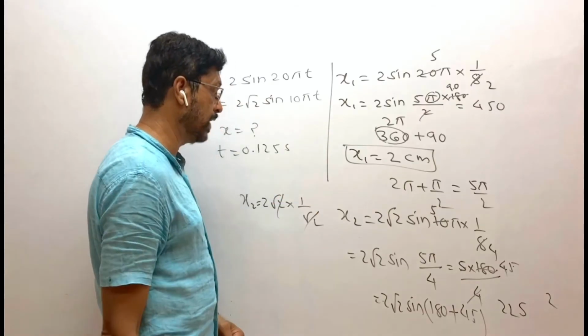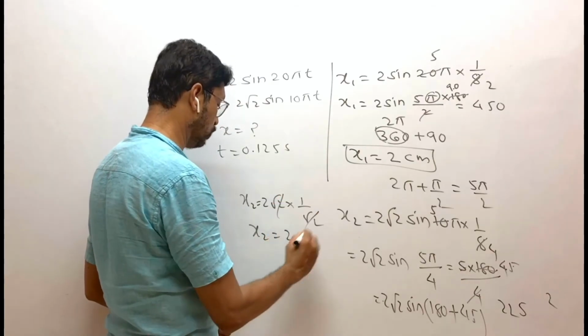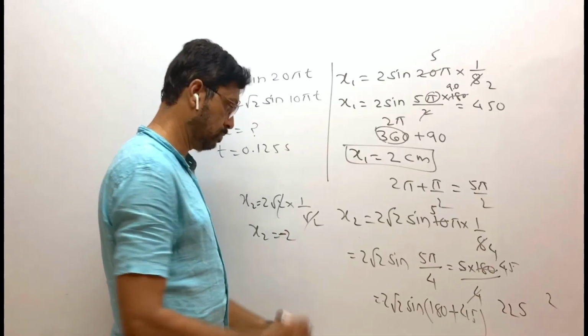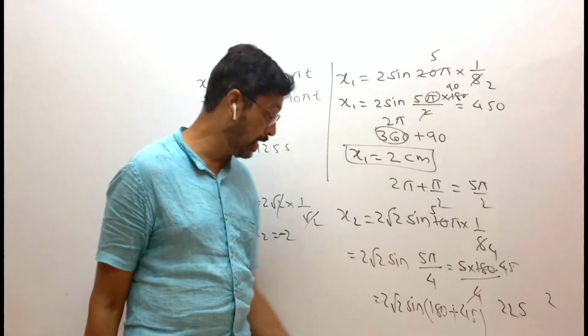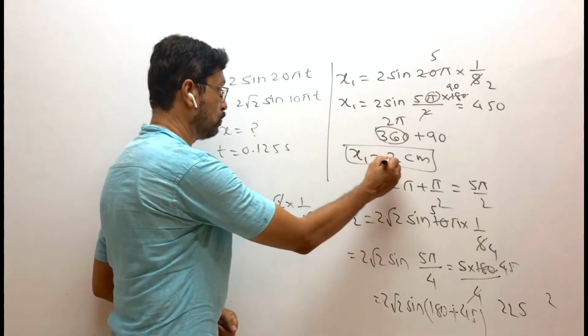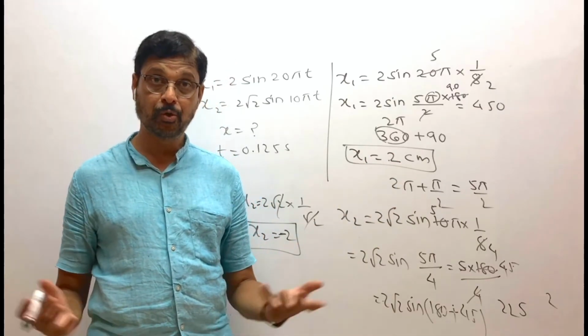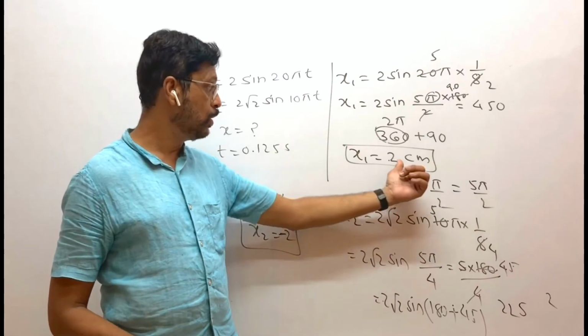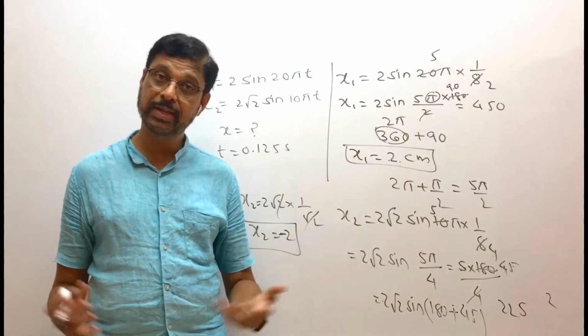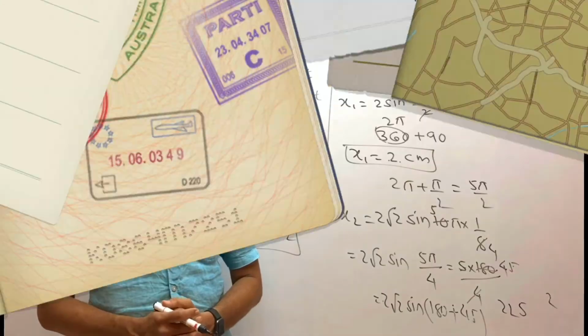This root 2 gets cancelled. X2 is equal to 2. I'm sorry, minus 2. Sine 180 plus theta. So it will be minus 2. So x1 is 2. x2 is minus 2. So the net displacement will be 2 plus minus 2. That is equal to 0.